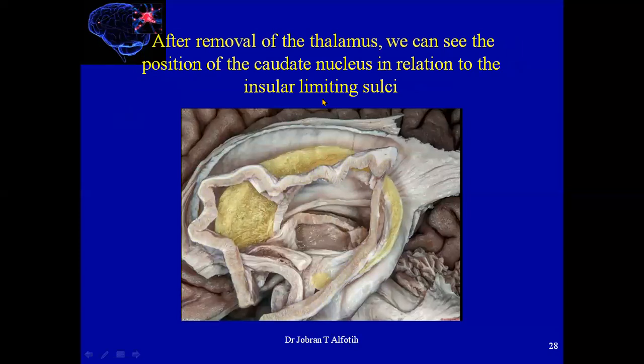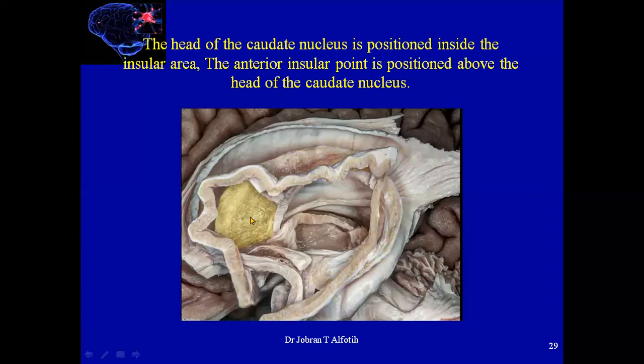After removing the thalamus, which was here, we can see the position of the caudate nucleus in relation to the limiting sulci. Here is the anterior limiting sulcus, here is the superior, and here is the posterior. And this is the caudate nucleus. As we can see, the head of the caudate nucleus is positioned in the area called the anterior insular point, which is the meeting point between the superior and the anterior limiting sulci. So during the operation, we must be careful and locate the anterior insular point, so that we can prevent damage to the caudate nucleus.